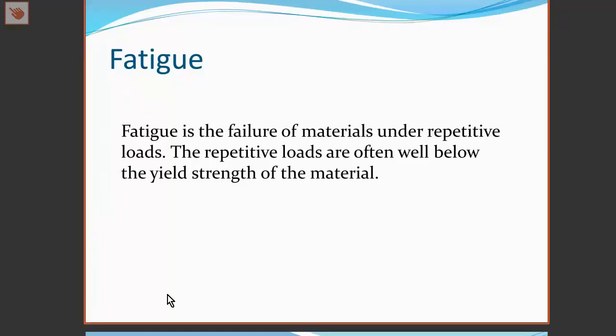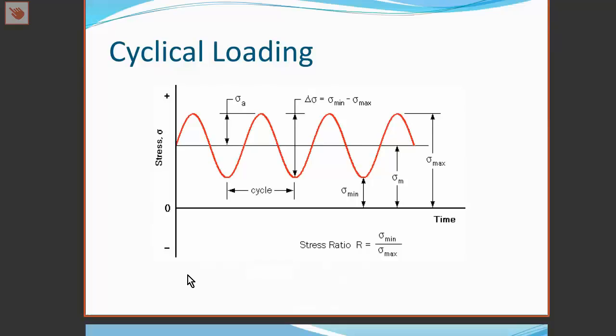The next thing I want to talk about is fatigue. Fatigue is a failure of materials under repetitive loads, and these repetitive loads are often well below the yield strength of the material. What do we mean by cyclical loading? Cyclical loading is a loading pattern that repeats itself in time. Here we have a sinusoidal cyclical loading, and here's the 0 line. This is a general case of cyclical loading. Cyclical loading can vary about a mean value, so this is the mean stress value that is either positive or negative. And then about that mean we have a variation. The amplitude of that variation is the distance indicated by this arrow.